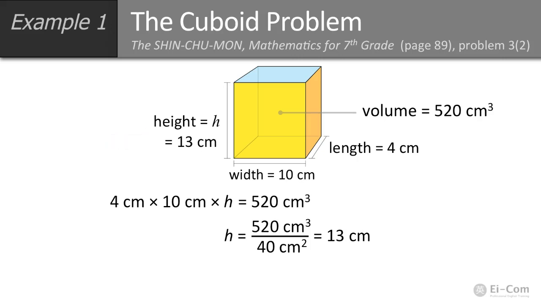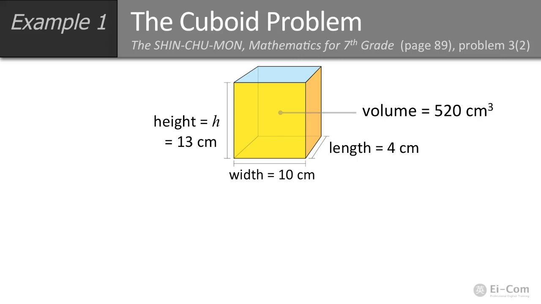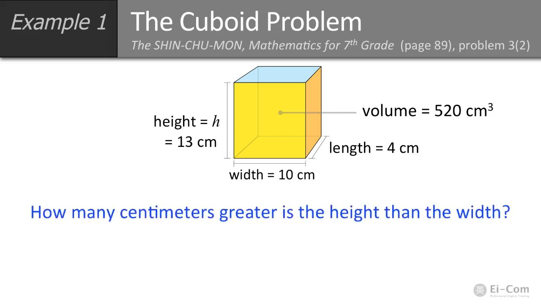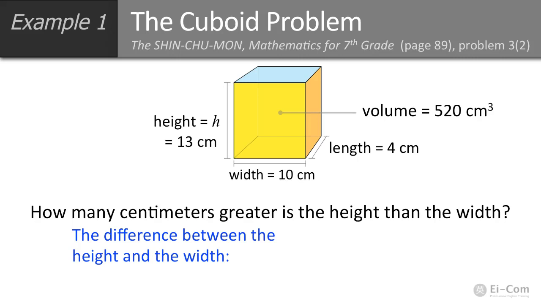Since we now know the values for the height and width, we can answer the original question, which was, how many centimeters greater is the height than the width? To find the difference between the height and width, we must take the height of 13 centimeters and subtract the width of 10 centimeters. This gives us 3 centimeters.